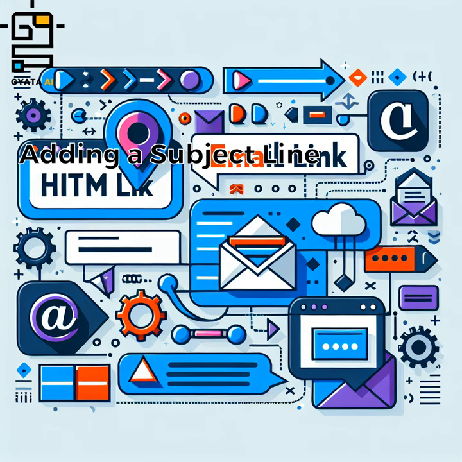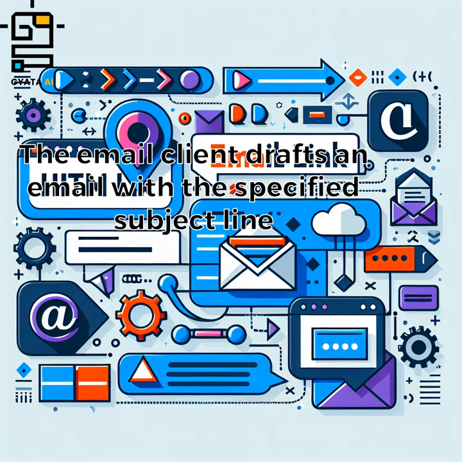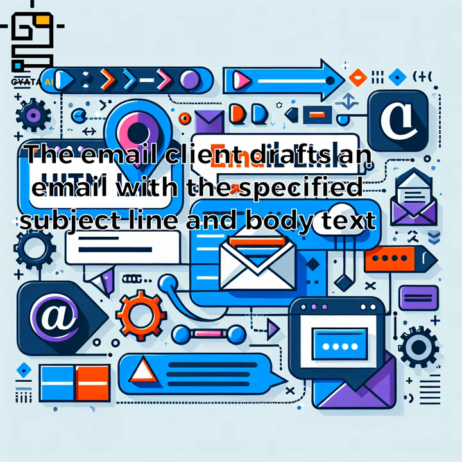Adding a subject line. Add a subject line to the email by using subject equals after the email address. The email client drafts an email with the specified subject line. Adding body text. Include body text by adding a body parameter after the subject line. The email client drafts an email with the specified subject line and body text.